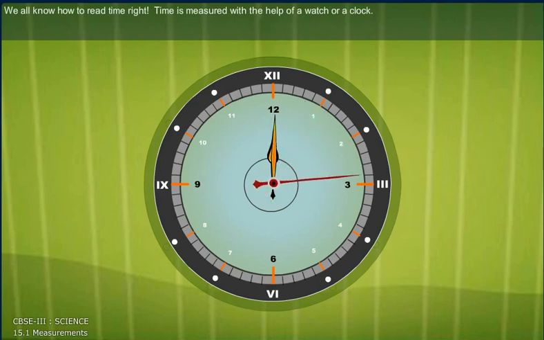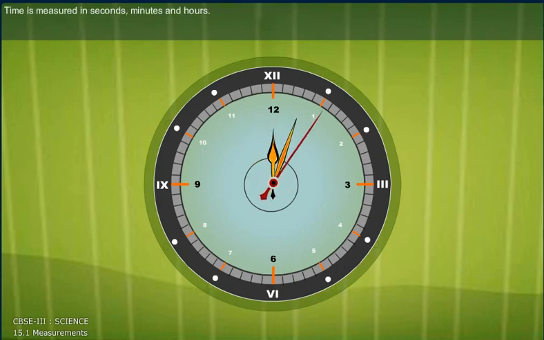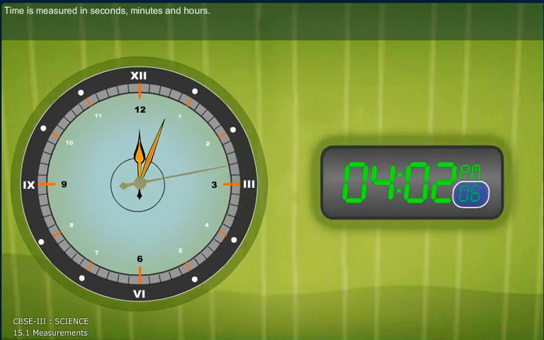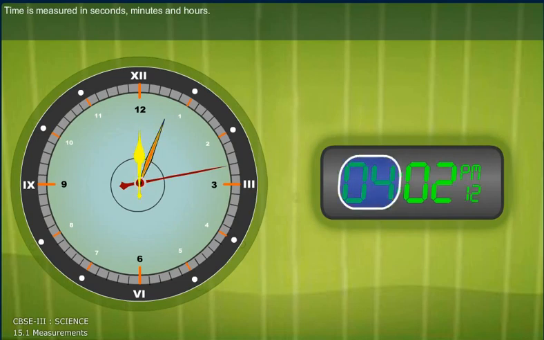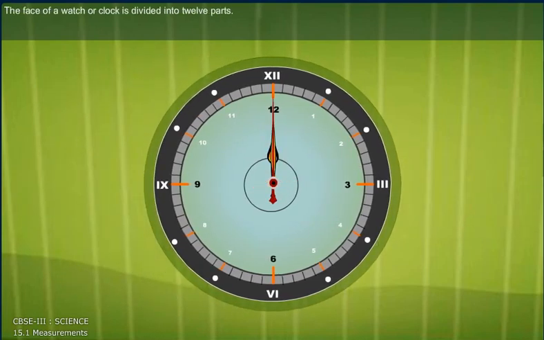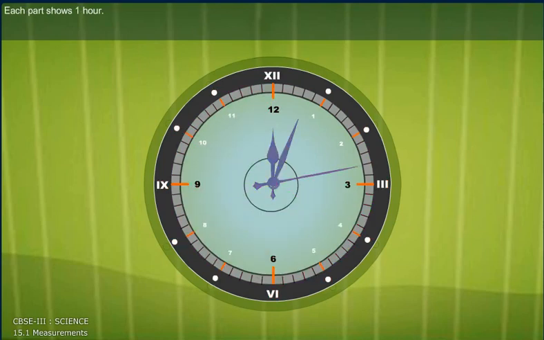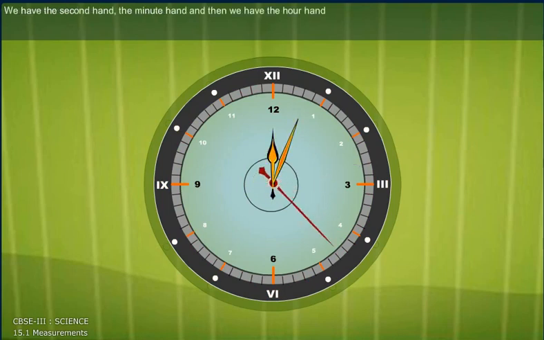We all know how to read time, right? Time is measured with the help of a watch or a clock. Time is measured in seconds, minutes, and hours. The face of a watch or clock is divided into 12 parts. Each part shows 1 hour. We have the second hand, the minute hand, and then we have the hour hand.